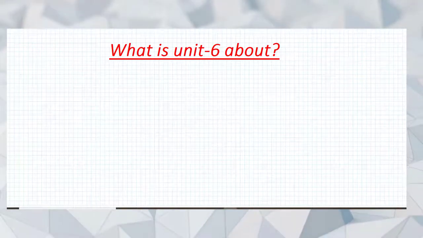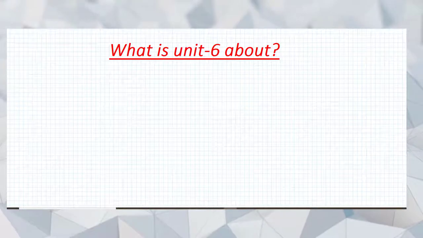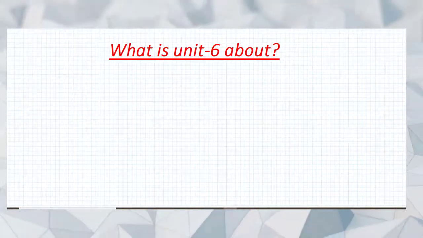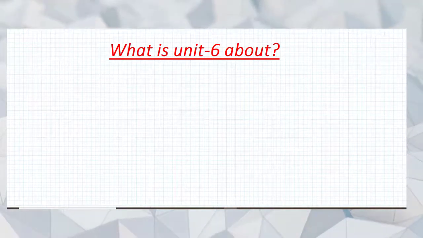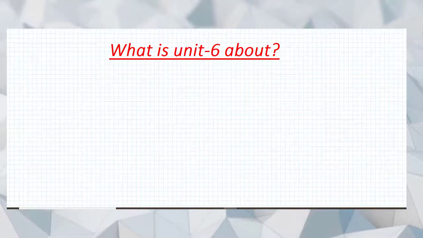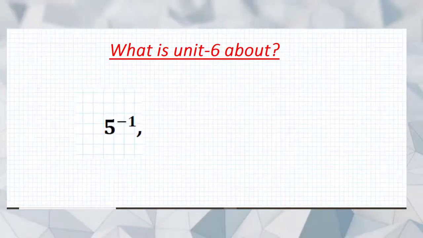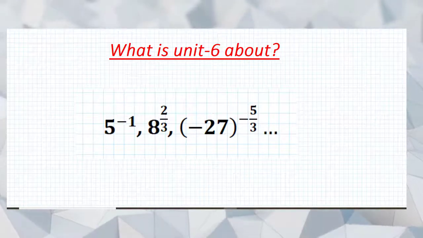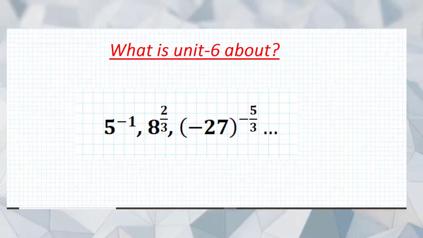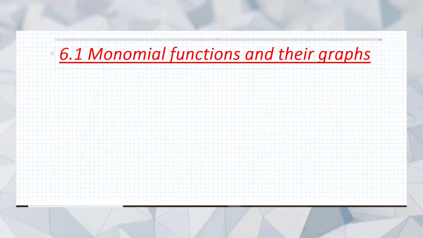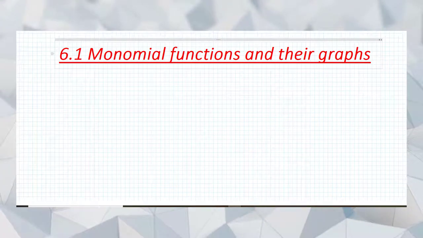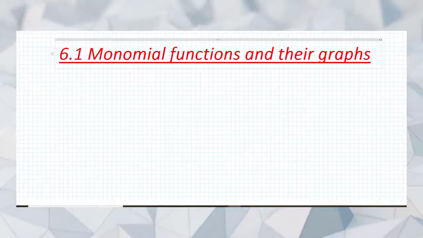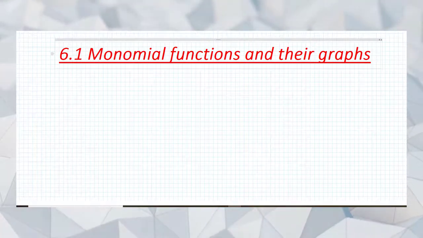In this short unit, we will extend the value of the exponent to integers and to rational numbers. For example, we will give meaning to expressions of the type 5 to the negative 1, or 8 to the 2/3, or negative 27 to the negative 5/3. In this first lecture, we will begin by studying monomial functions, so that in the second lecture, we will be ready to define rational exponents.